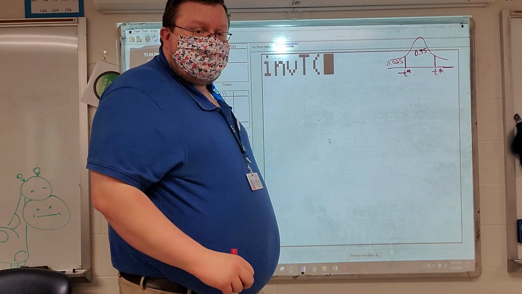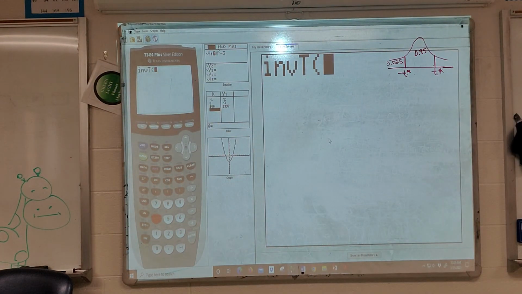Now, your calculator asks for the area, so that's what you're going to put for area, 0.025. But then it asks for the degrees of freedom. How do we find the degrees of freedom again? We just talked about it, literally on the last slide.